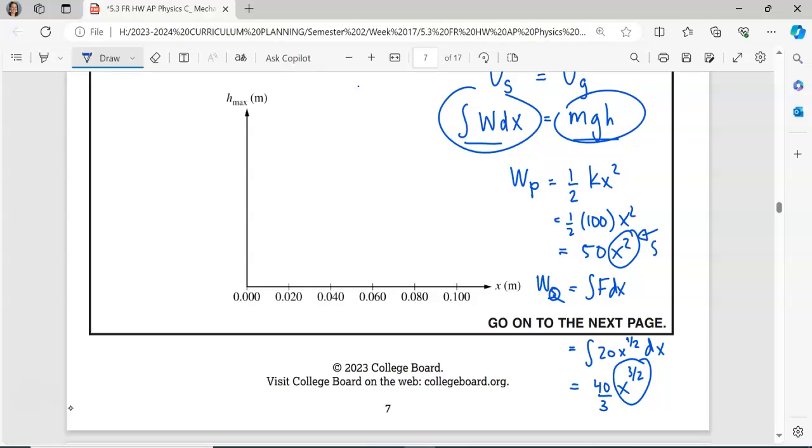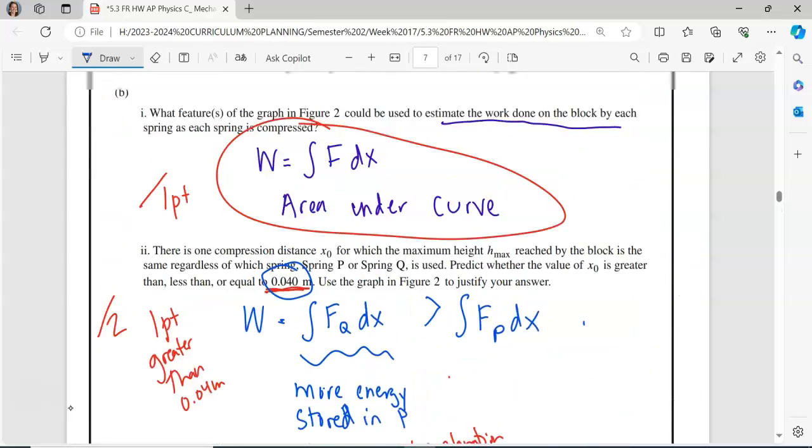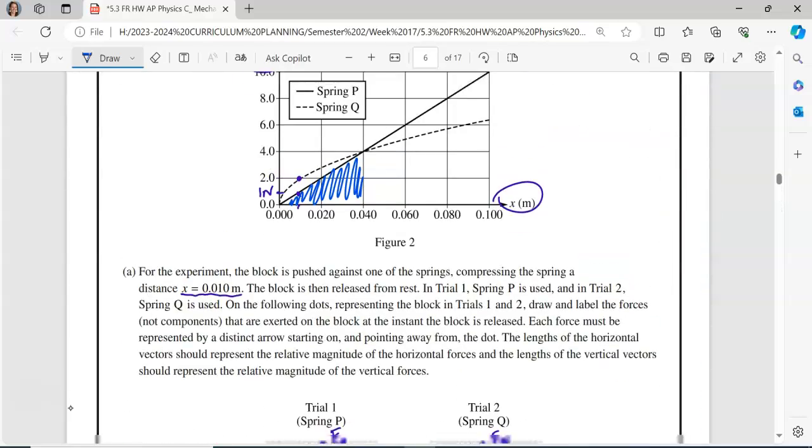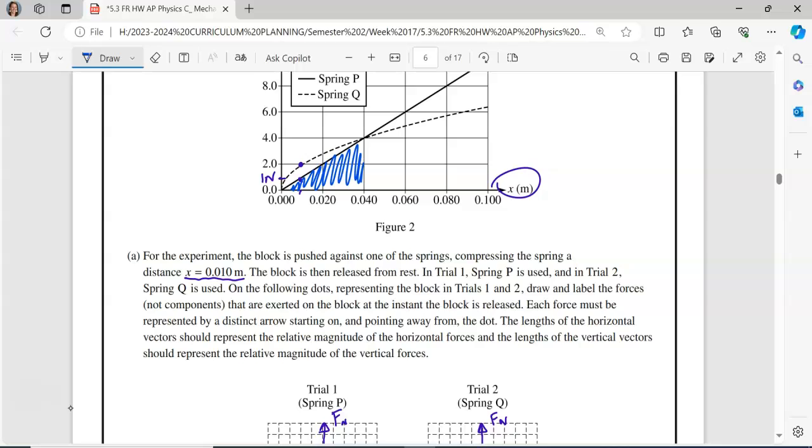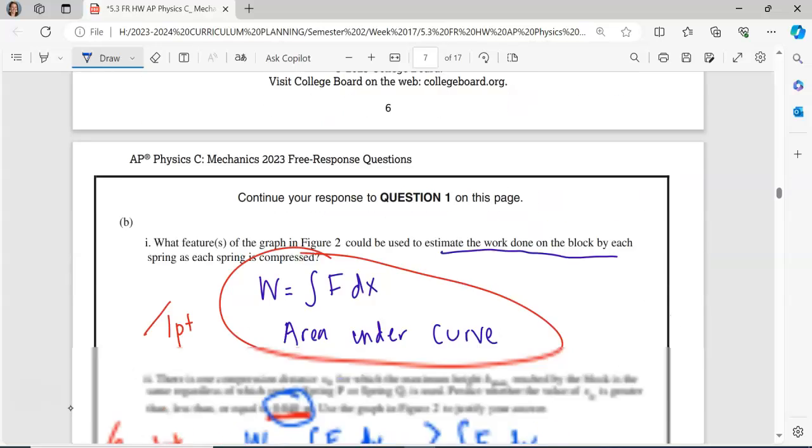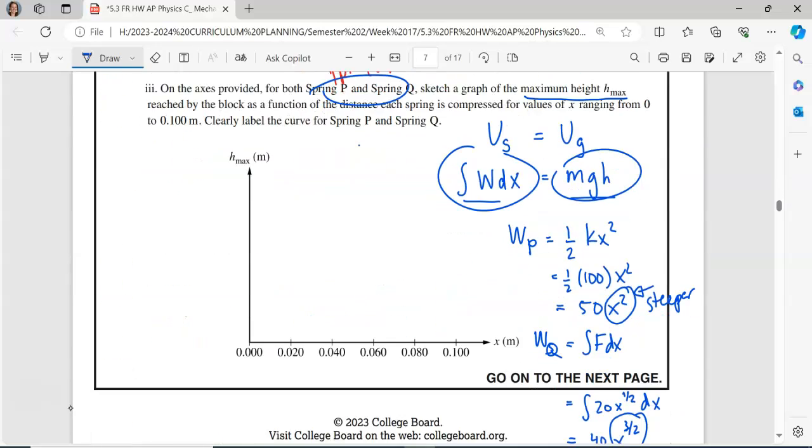So spring P, since it has x squared compared to spring Q, which is x to the 3/2, is like a steeper quadratic compared to the function for spring Q. Spring Q, however, initially has more energy in it based on these graphs, because it has this little extra area up here. Until a little ways after 0.04, I think I did the calculation, around 0.07, is when the areas will be equal. So Q will be bigger at first.